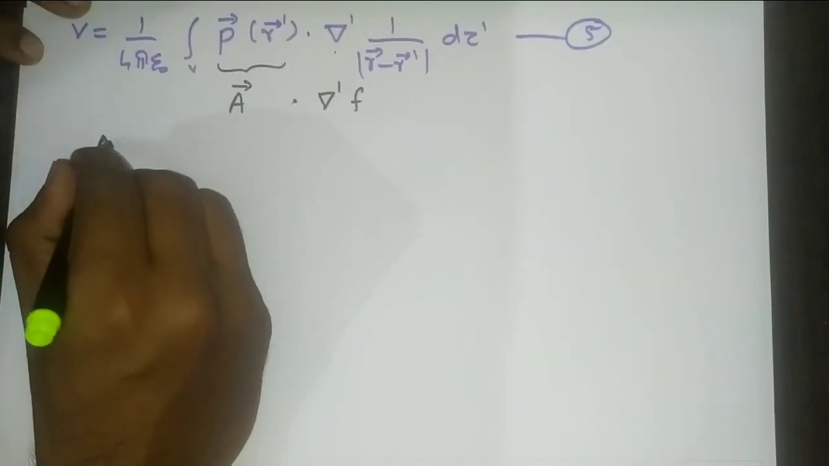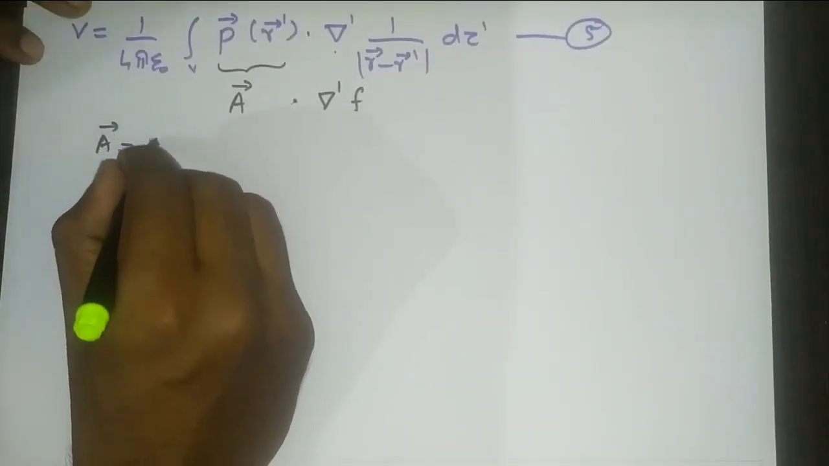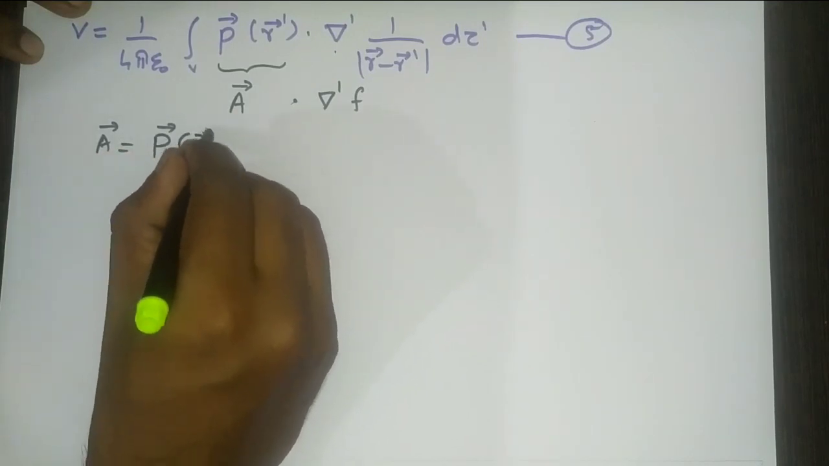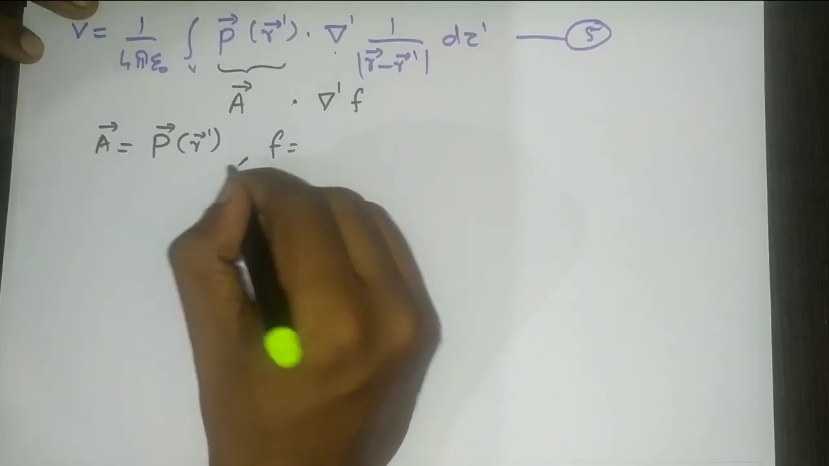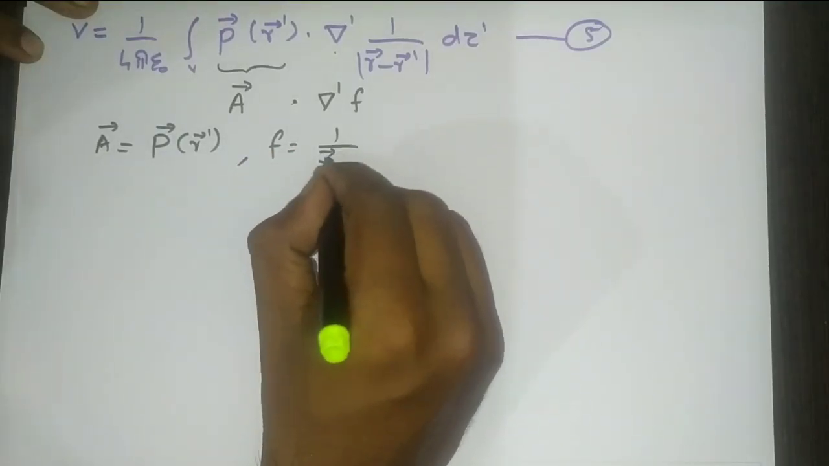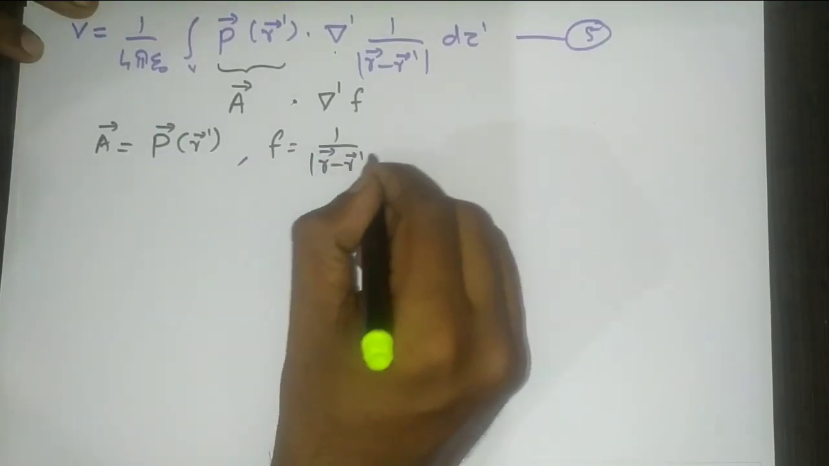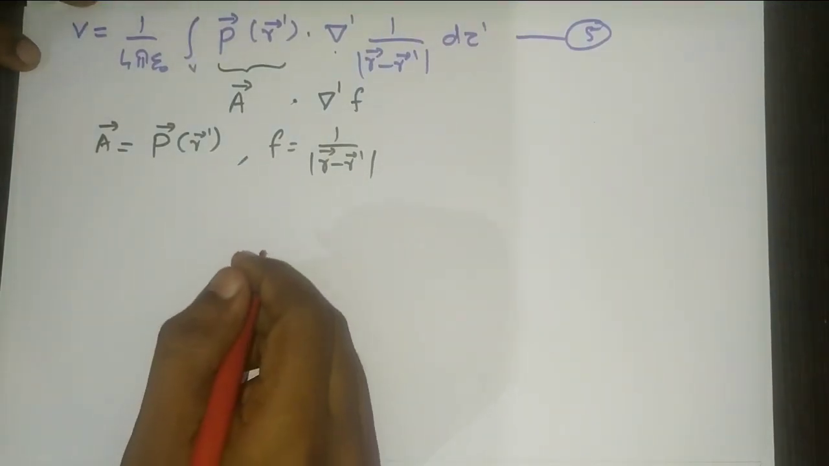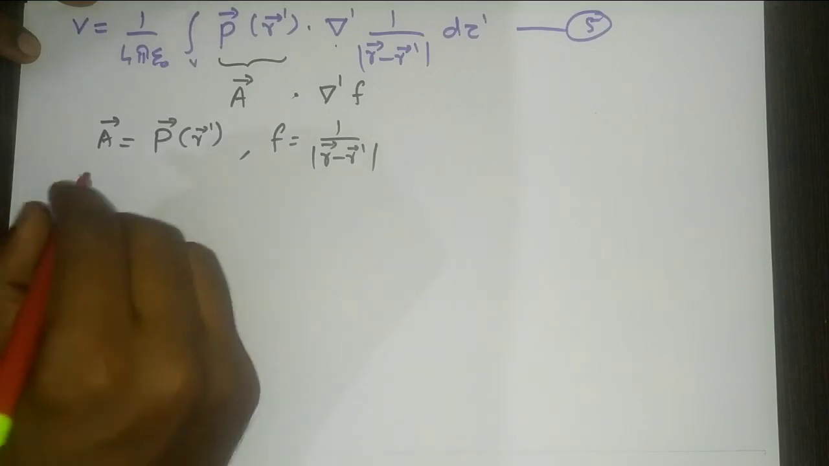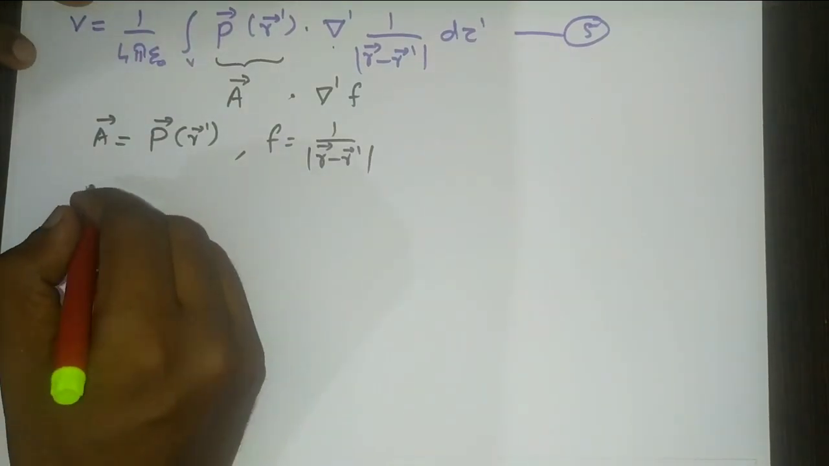Okay, here the substitution I'm going to make is a equal to P(r'), and f is equal to 1 by |r minus r'|. Okay. Now there is an identity. The identity is this one.